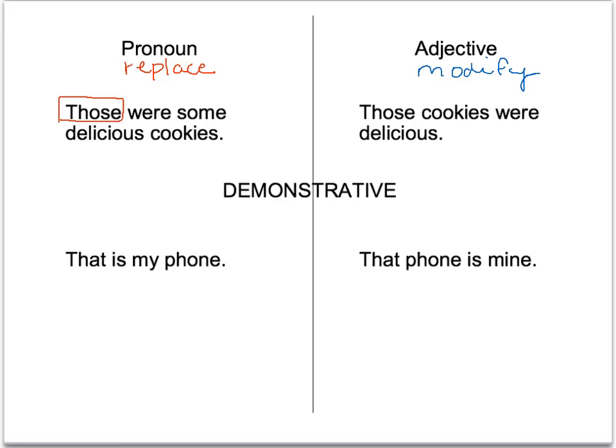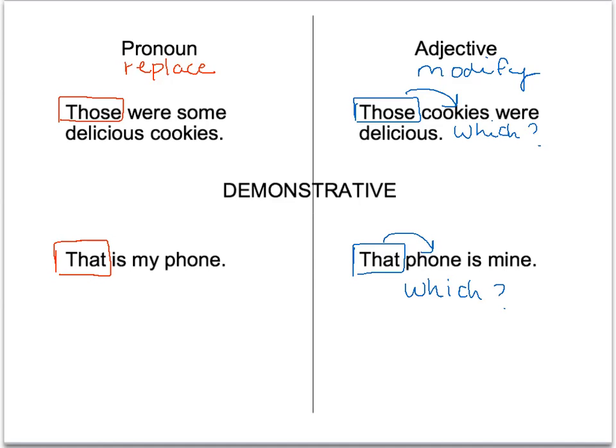On the adjective side, those cookies were delicious. Those is functioning as an adjective, telling us which cookies were delicious. In our second example, that is my phone. That, again, is pointing out, standing in for phone, whereas that phone is mine, because it precedes the noun, is modifying phone, telling us which phone.